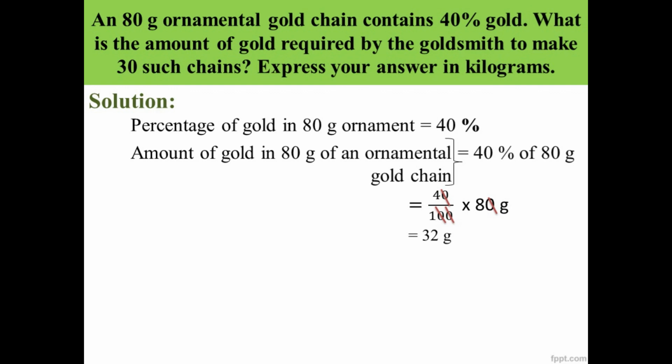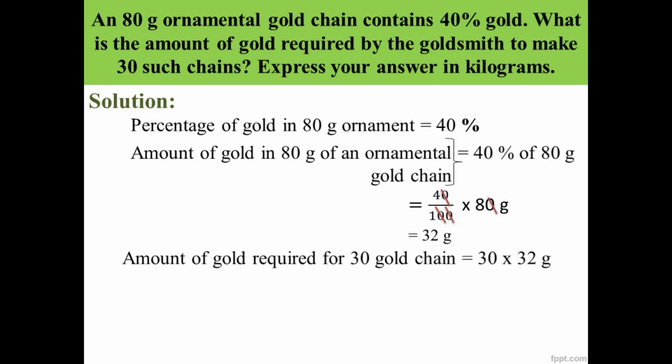Now we have found the grams of gold used in an 80 gram ornamental gold chain. They asked us to find for 30 chains, so we have to multiply by 30. Amount of gold required for 30 gold chains equals 30 into 32 gram. The answer is 960 gram. They also asked us to convert it into kilogram. Therefore, we have to convert 960 gram to kilogram.